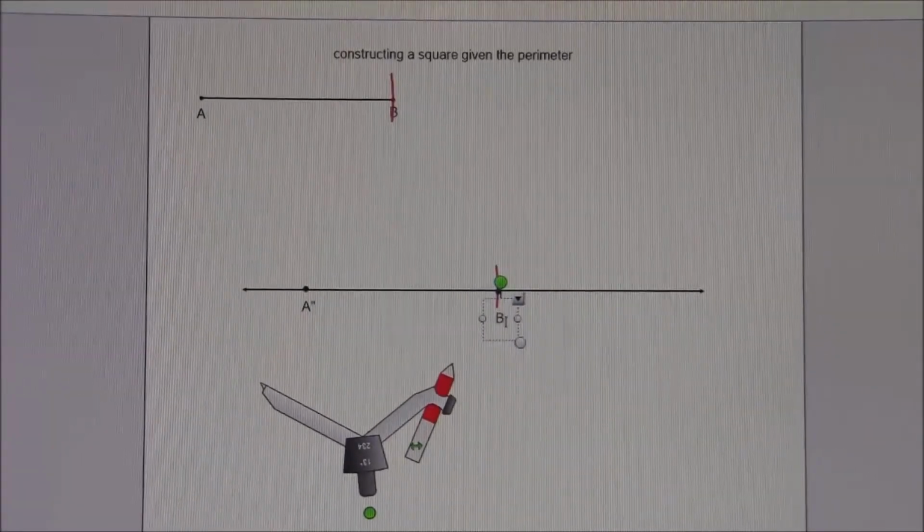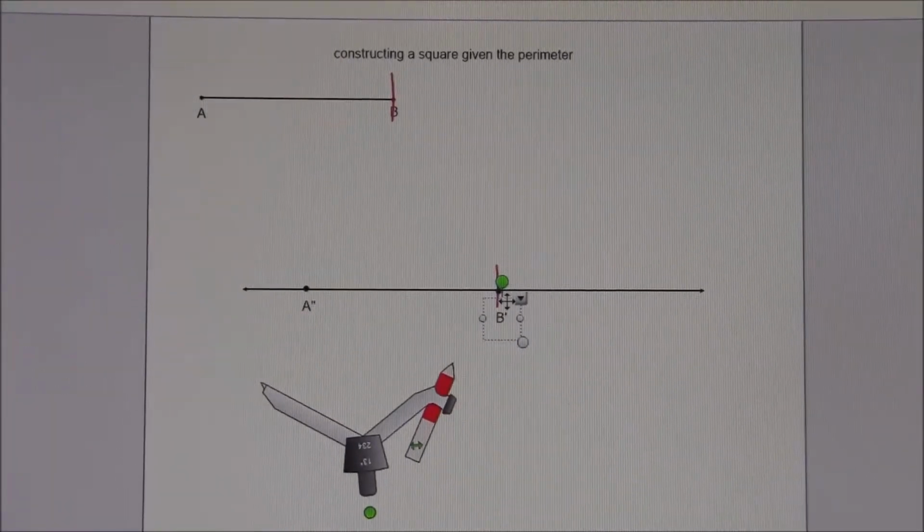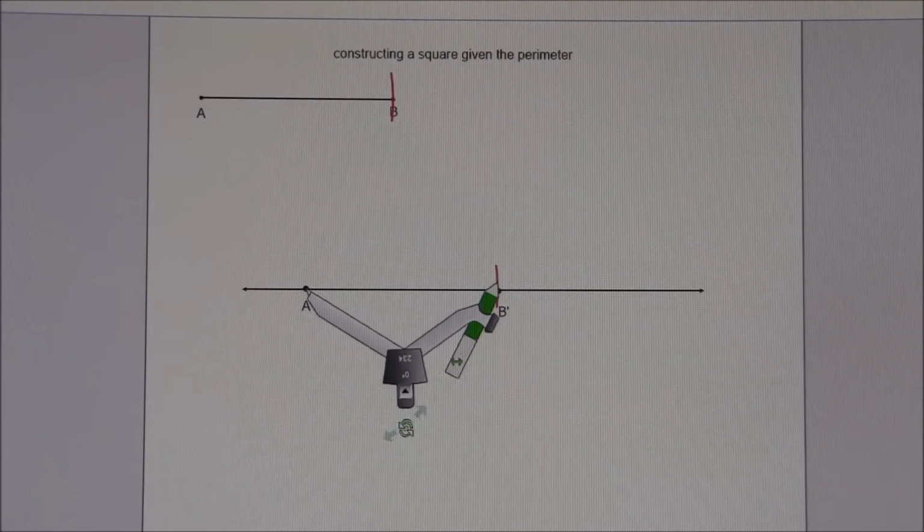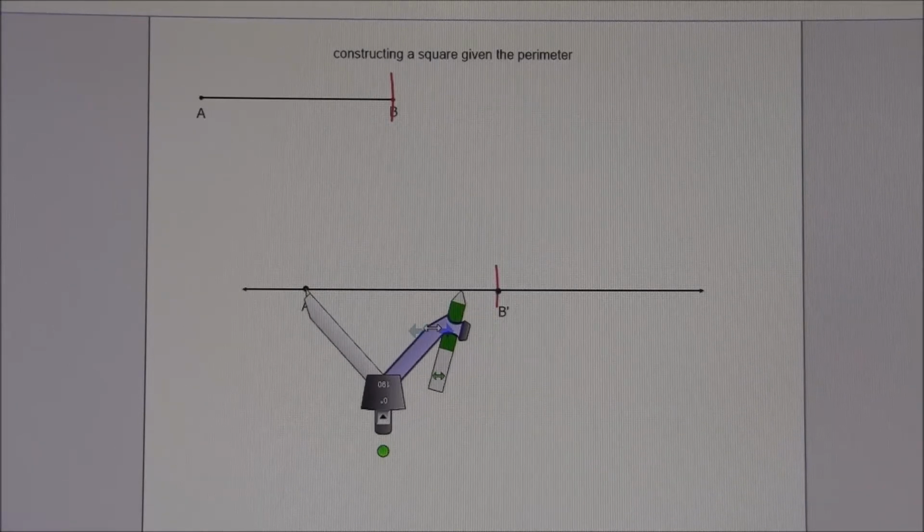Alright, so remember, what this means is that from this distance A prime to B prime is the total distance around this square. Alright? So if I want to construct this, I'm going to bisect this line segment. So, how to bisect the line segment? A little bit more than halfway.